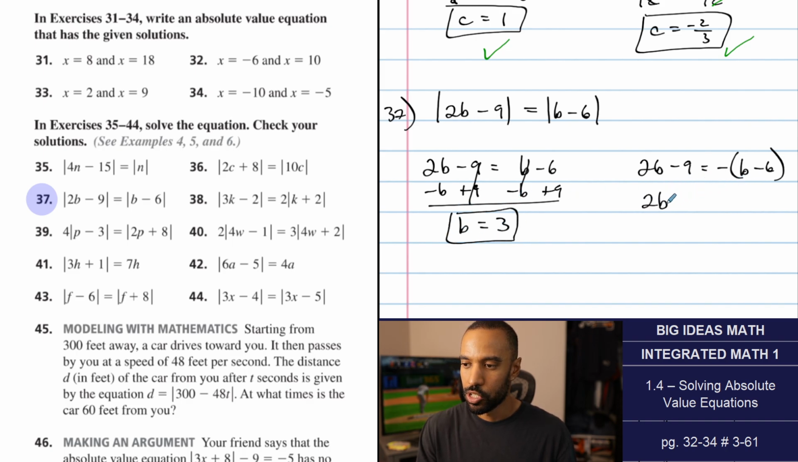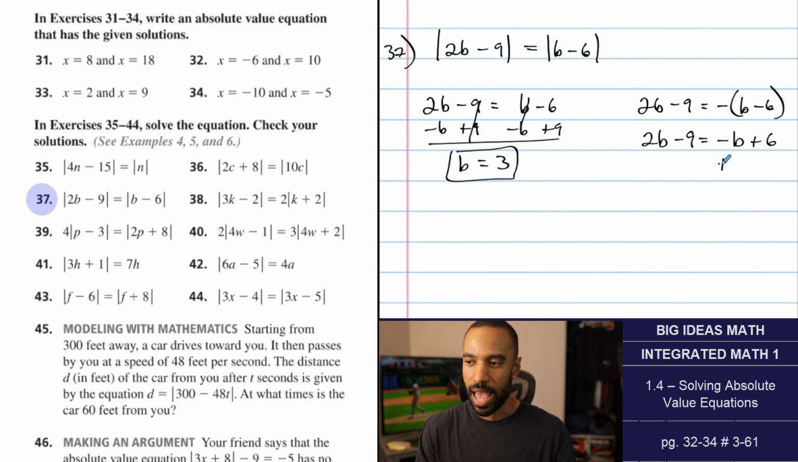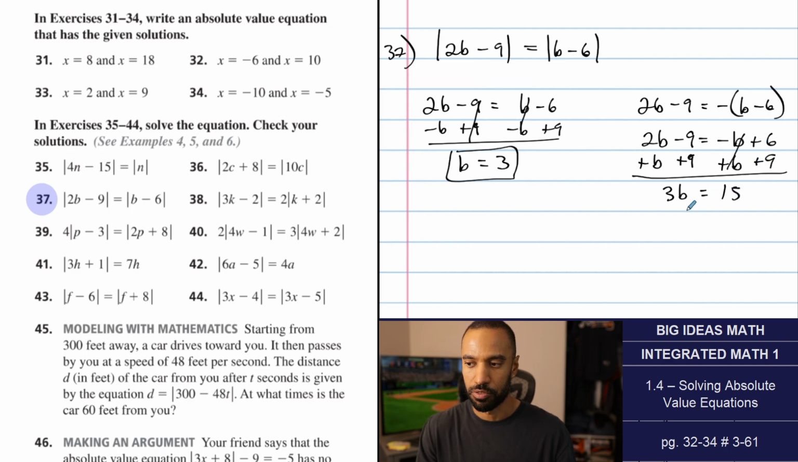Over here, let's first distribute the negative into the b and the negative into this negative 6, which becomes a positive. Now we are going to add b to both sides of this equation as we add 9 to both sides here. But the difference is, in adding b, this becomes a 3b instead of a 1b, and this is positive 6 plus 9, which is 15. So we divide both sides by 3 here, and we get b equals 5.